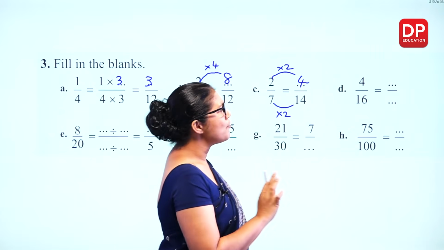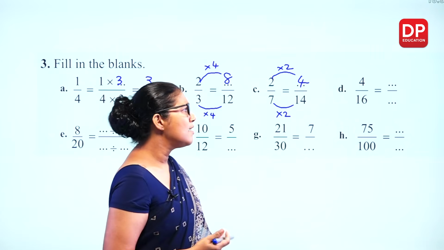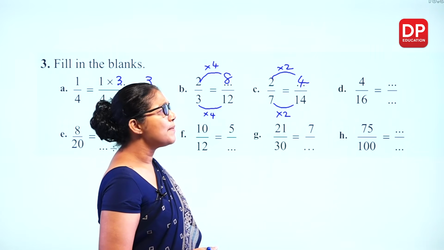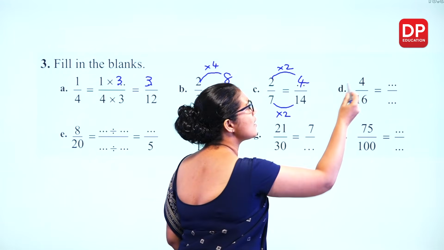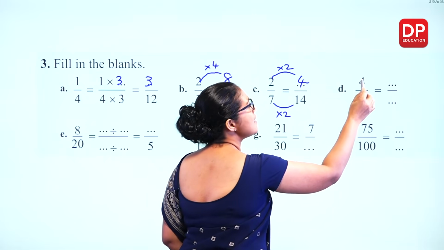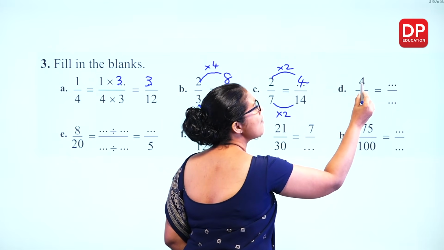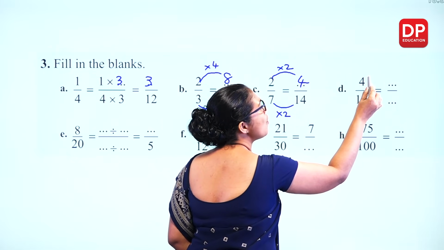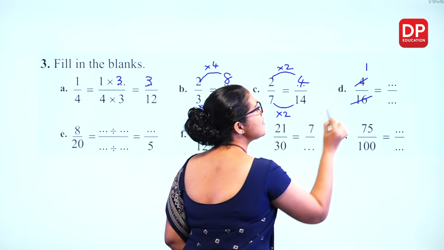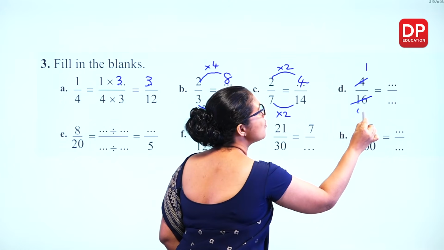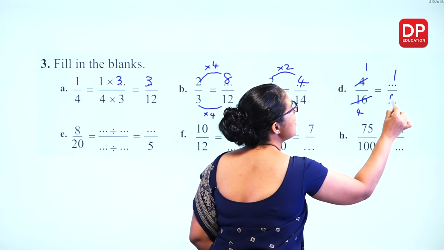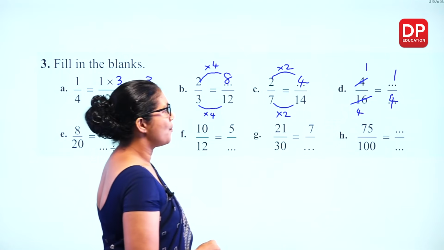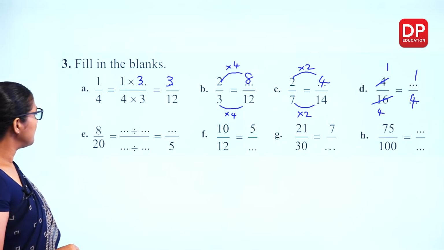This one, you have not been given the numerator or the denominator. So that means you can simplify this. Here, see the common factor. I can see you can divide this by 4. 4 divided by 4, you get 1. 16 divided by 4, you get 4. So what's the equivalent fraction to this? 1 over 4. What about this one?